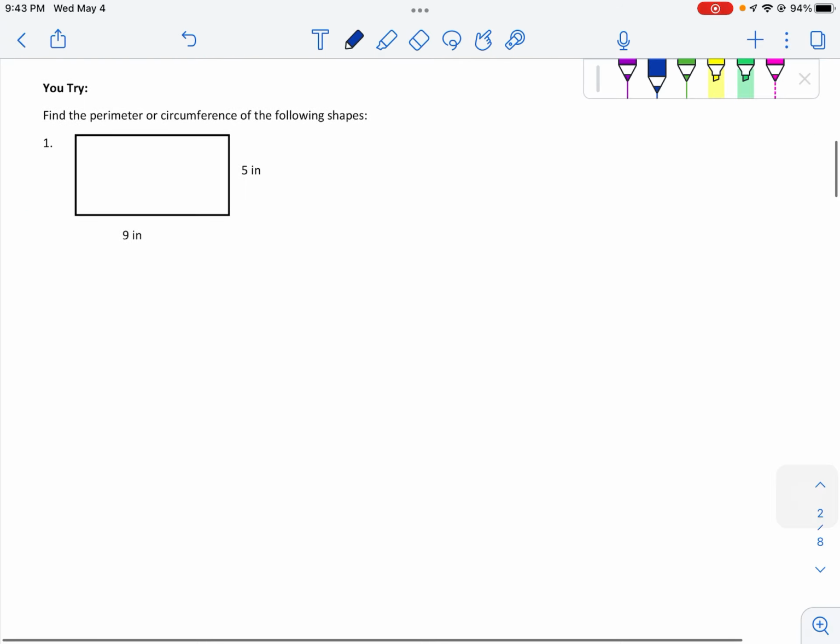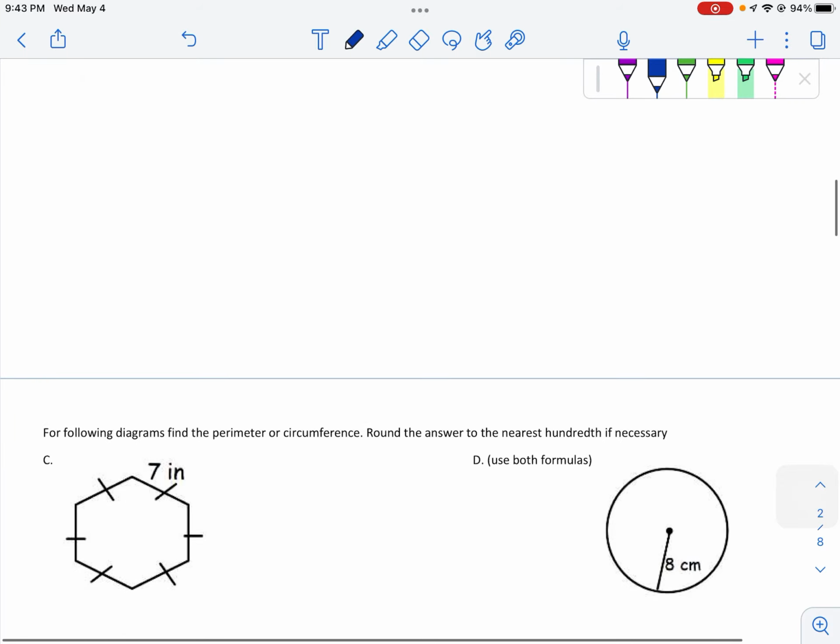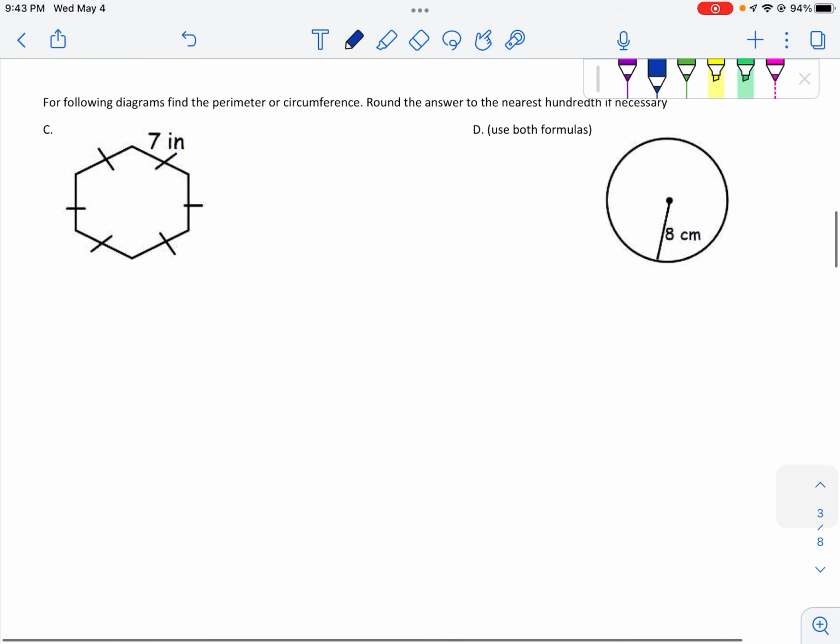Okay, now you try. I would like you to find the perimeter of this rectangle for me. All right, now I'm going to do the perimeter of a couple other shapes. The first shape I have here, I was going to say pentagon, but it has 1, 2, 3, 4, 5, 6 sides, so it's a hexagon. These marks on the shape mean that these sides are all congruent. So I have 6 sides that are all 7 inches, and I want to find the perimeter.